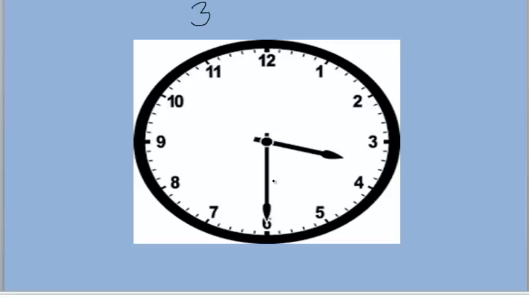Let's count again in 5 minute intervals. 5, starting from 1, 5, 10, 15, 20, 25, 30. So the time here is 3:30.